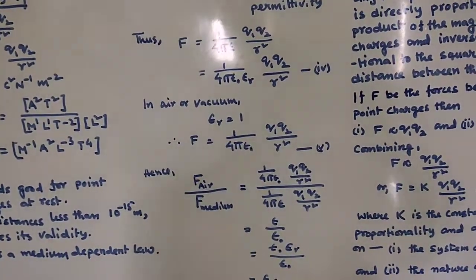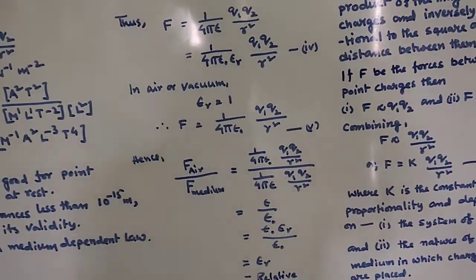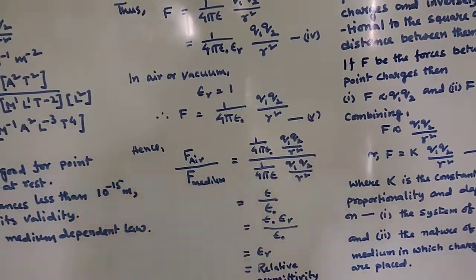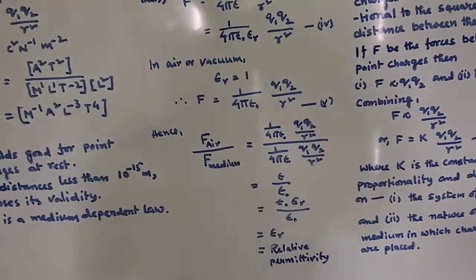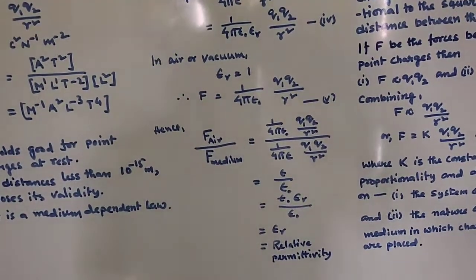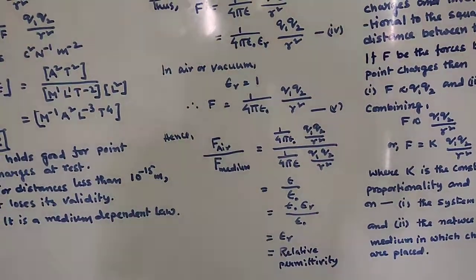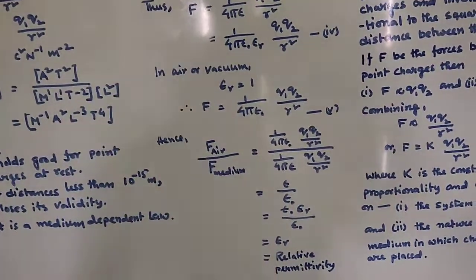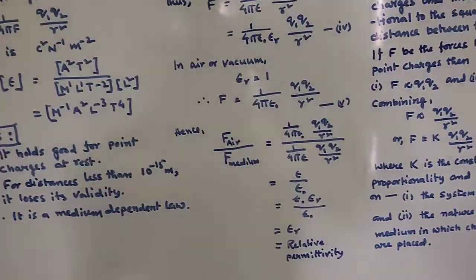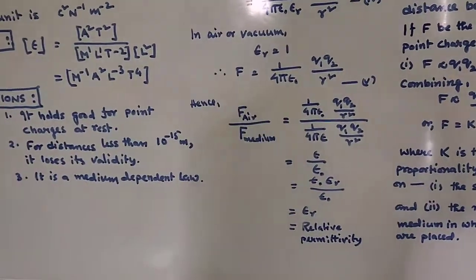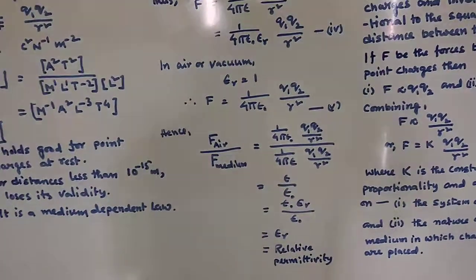So on simplification you will get epsilon by epsilon naught. So substitute the value for epsilon, it is epsilon naught epsilon r. So epsilon goes up, that is your epsilon r. So epsilon r is your relative permittivity. So if you check out, force for air is relative permittivity times the force in the medium. So the force is more in air rather than the force in the medium. Definitely air is lighter and medium is denser, that's why force is higher. So in a rarer medium, the influence can easily pass from one point charge to the other charge.